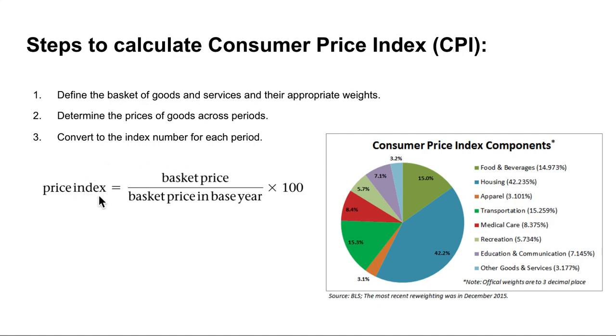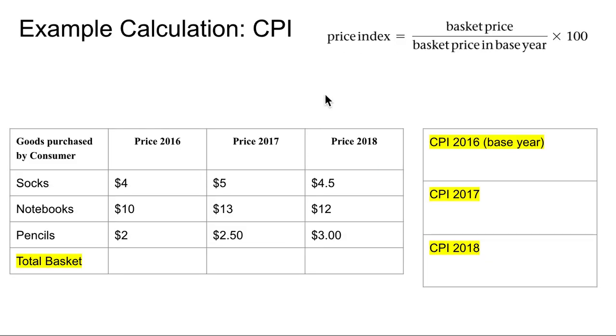So for a price index, the calculation, we take the basket price, so saying of all these typical items consumed, they cost this much in this year. And we divide it by all those same items. They might cost a different amount in the base year, or the year that we're comparing to deflate those prices. And we also multiply it by 100.